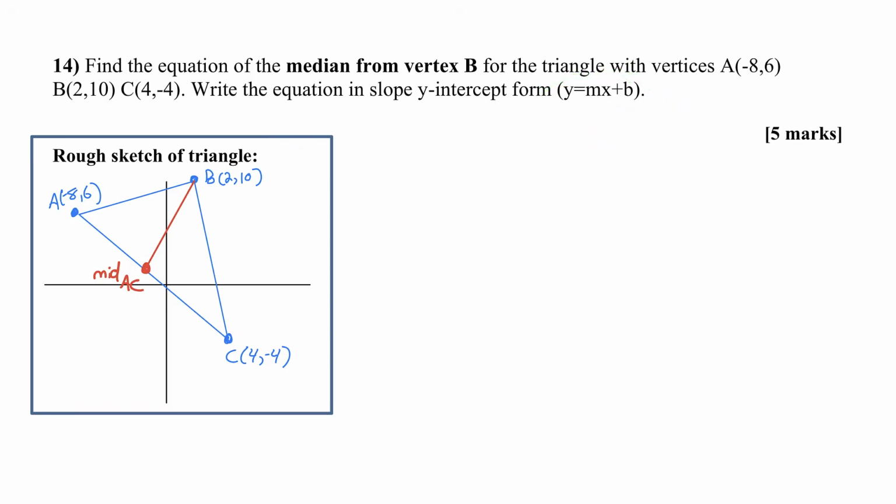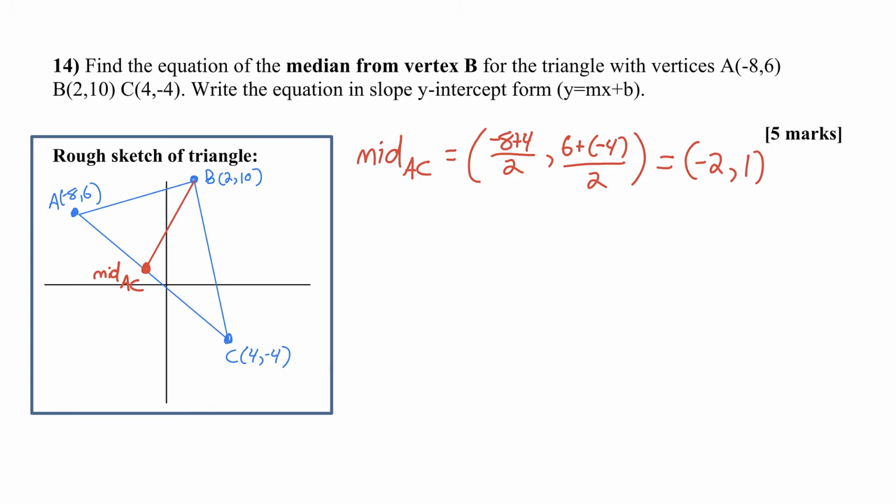To do that, I'll need the slope and the y-intercept, and to be able to calculate that, I'm going to need to know the coordinates of this midpoint. Let me start by finding the midpoint of this line that connects A to C by averaging the x coordinates, so add them and divide by 2, and also averaging the y coordinates, so add them and divide by 2. If I do those calculations, I figure out that the midpoint is negative 2, 1. So I now know this point here is the point negative 2, 1.